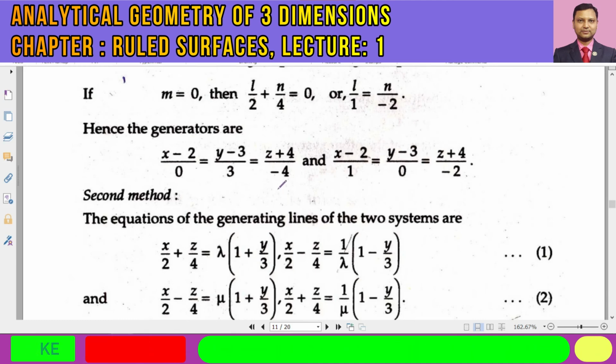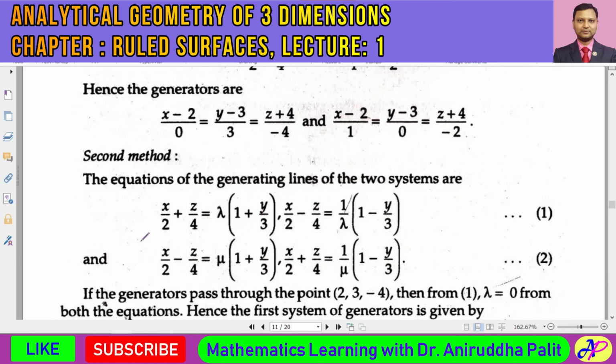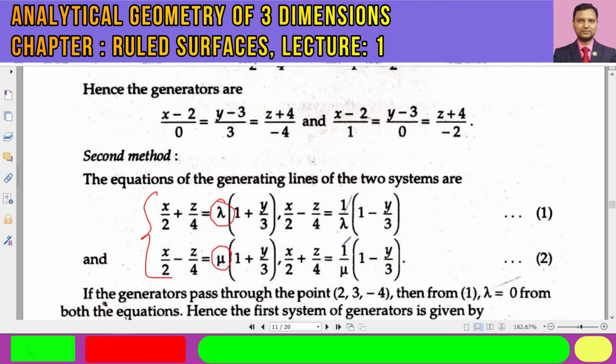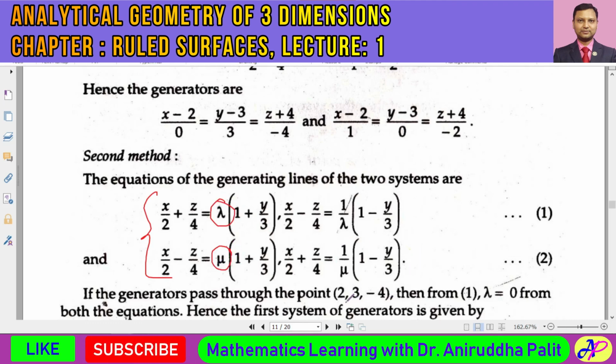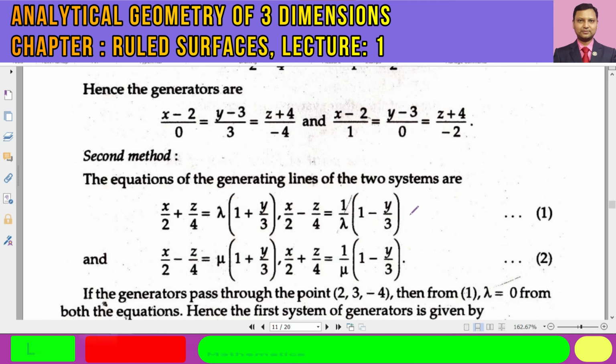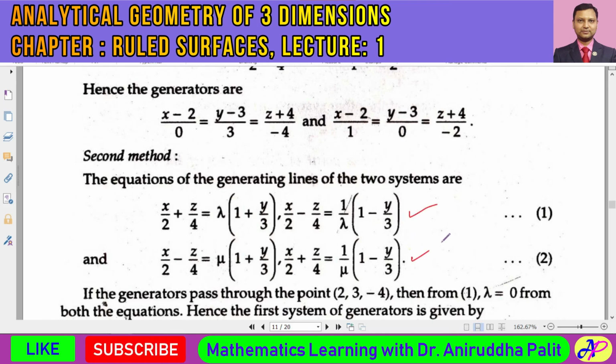So this is one technique, and you can also consider this type of expression and find the values of lambda and mu, because you are given that this is passing through the point 2, 3, minus 4. From this information, you can find the values of lambda and mu, and you can easily compute these two generators passing through the given point 2, 3, -4.